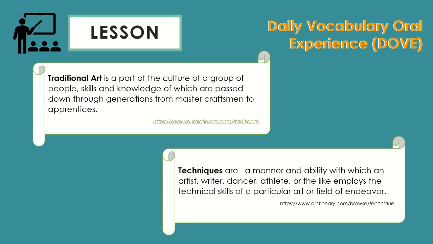Our first word is traditional art. Traditional art is a part of the culture of a group of people, skills and knowledge of which are passed down through generations from master craftsmen to apprentices. Next word is techniques. Techniques are the manner and ability with which an artist, writer, dancer, athlete, or the like employs the technical skills of a particular art or field of endeavor. Those are the words for our DVOE. Now let's have our lesson.